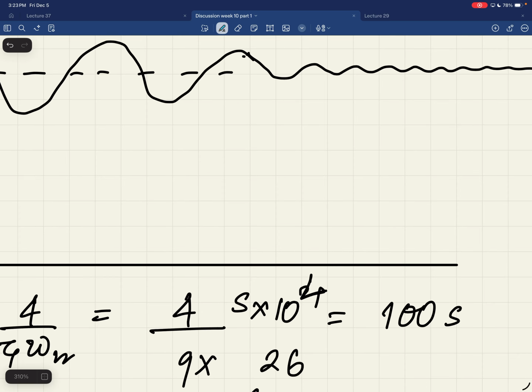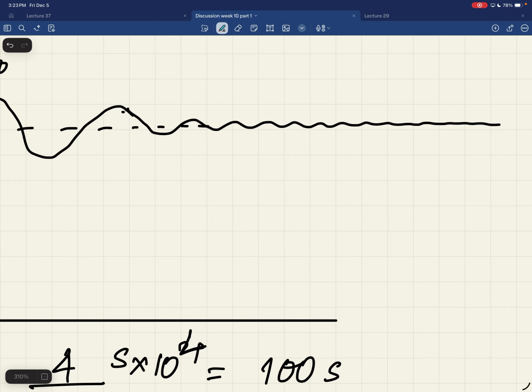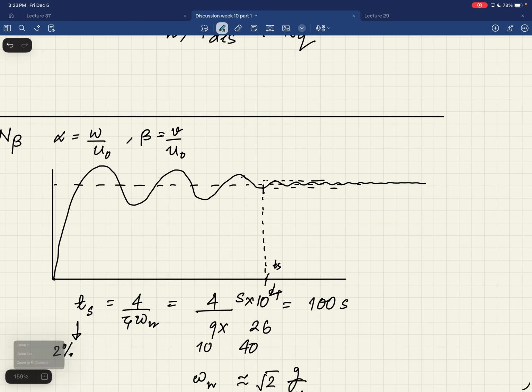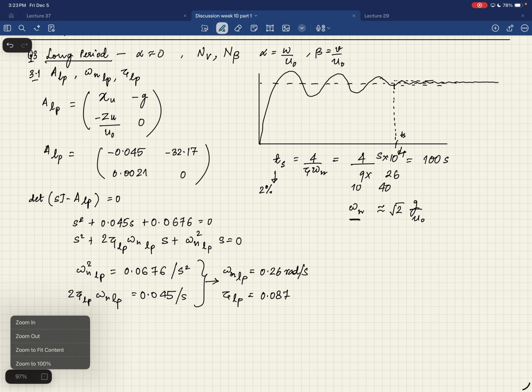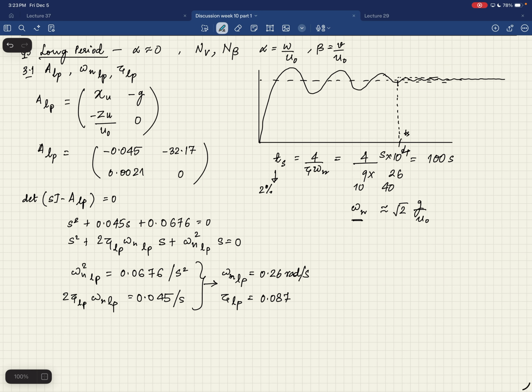If you look very closely, this is your steady state value, and then 2% of your steady state value is going to be something like this. The first time that your response enters the 2% bar and never leaves it is called the settling time, and you can derive it explicitly. You can review your control theory notes and derive it explicitly. It comes out to be 4 over zeta omega n, and it is independent of the driving frequency. It is only dependent upon zeta, the damping ratio, and the natural frequency.